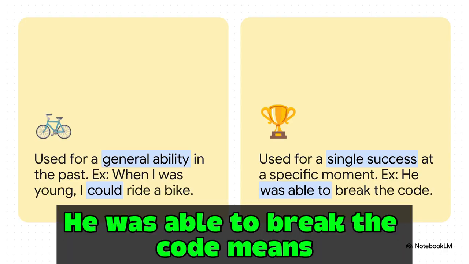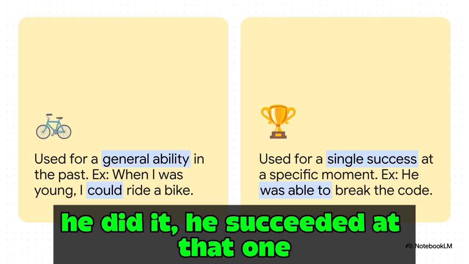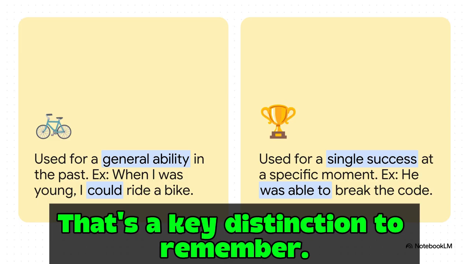He was able to break the code means he did it. He succeeded at that one time. That's a key distinction to remember.